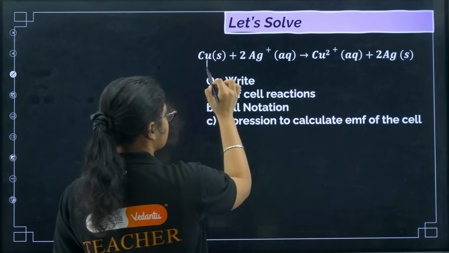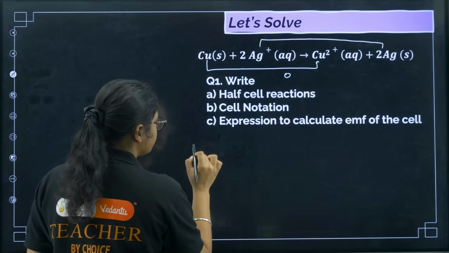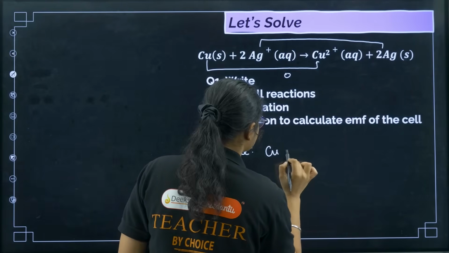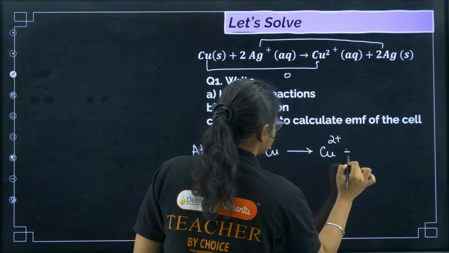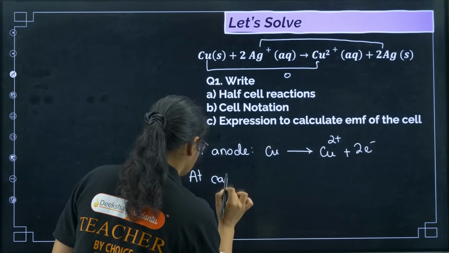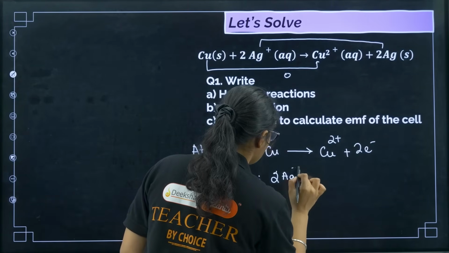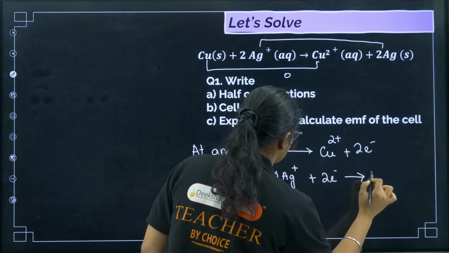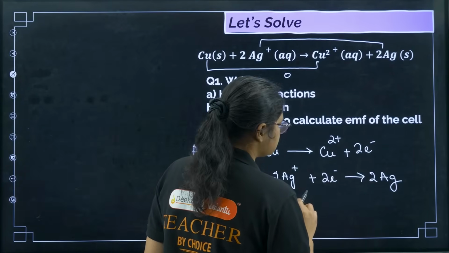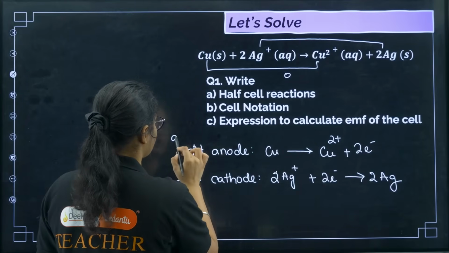We can easily write: copper to Cu2+ is oxidation, Ag+ to Ag is reduction. Oxidation always takes place at the anode, so let me write the reaction for the anode. It is Cu to Cu2+ plus 2 electrons. Then Ag+ to Ag at the cathode: 2Ag+ plus 2 electrons gives 2Ag. Now to make the number of electrons the same, it is already the same, right? So you have to write the half cell reactions, and that is done. Part A is done.